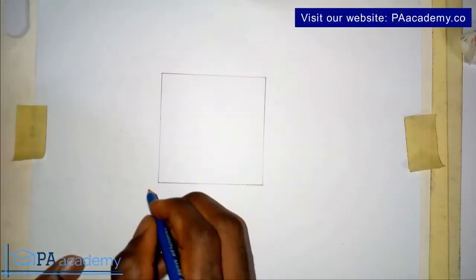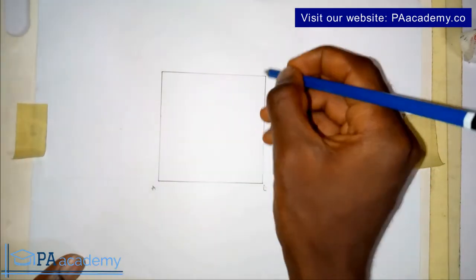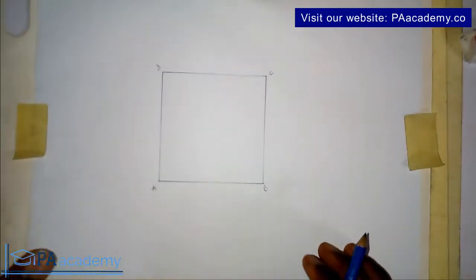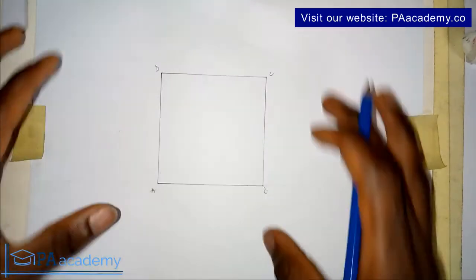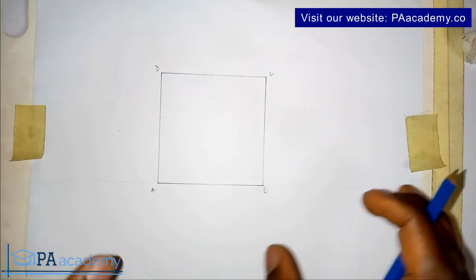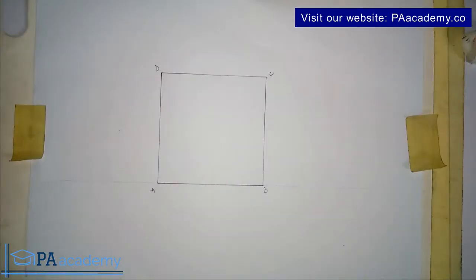In this video, I'm going to be showing you how to draw a square that is half the area of a given square. So right here, what you're having here is a square. Let's call these points A, B, C, and D. So how do you go ahead to draw another square that is half the area of this given square that we have? That's what I'm going to be putting you through in this video.